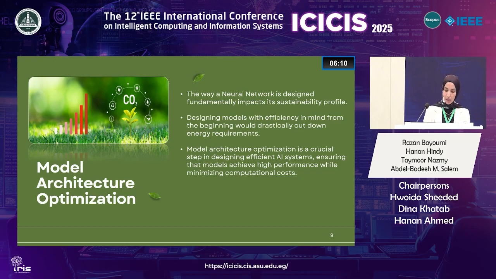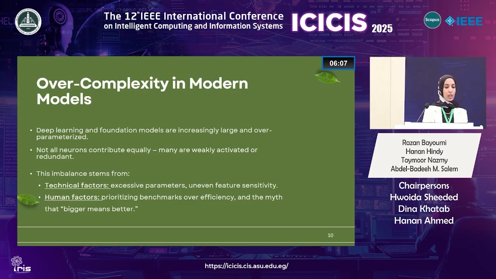First, there is overcomplexity in modern models, and this is mainly because of two factors. The first is the technical factor: when people try to solve a complex problem, they tend to make their models deeper and increase the number of parameters. The other is the human factor: the myth that bigger means better, which is not true in real life.